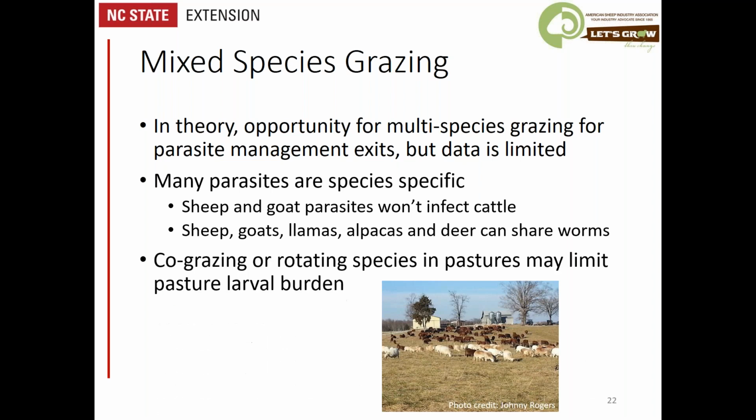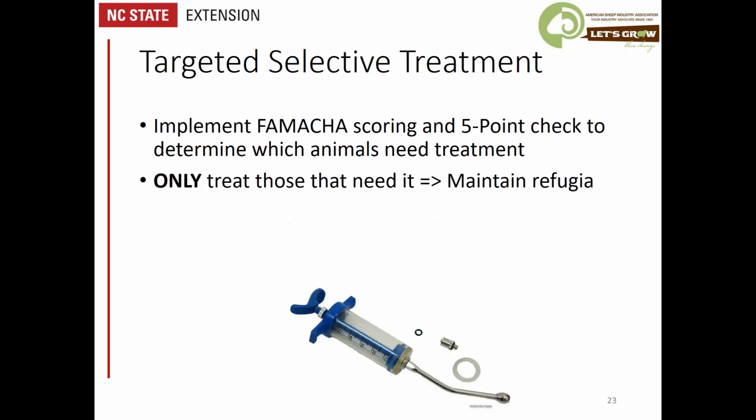But if we can manage a co-grazing system or rotating species in pastures, that can help us limit, in theory, pasture larval burden. You think about one species kind of being vacuum cleaners for the other. They graze, they consume larvae that would infect the other species. In consuming that larvae, the larvae dies passing through that digestive tract. So the sheep are cleaning up the cattle parasites, the cattle are cleaning up the sheep parasites. In theory, it should work, but like I said, limited data out there showing this, but did want to mention it briefly.